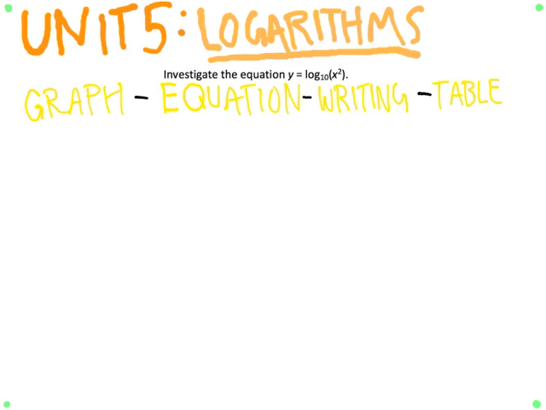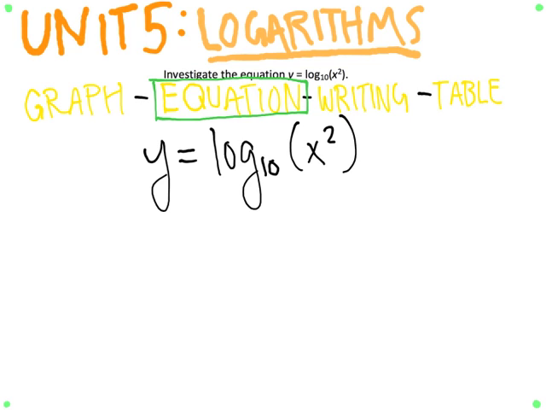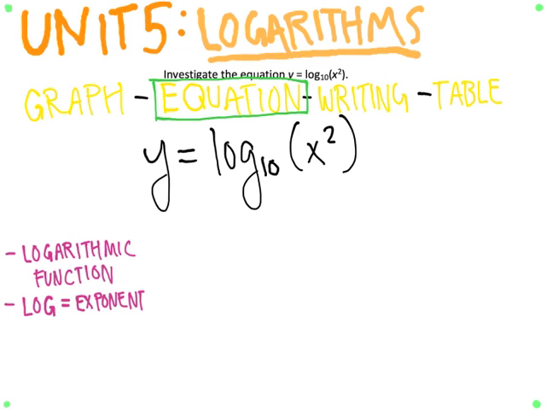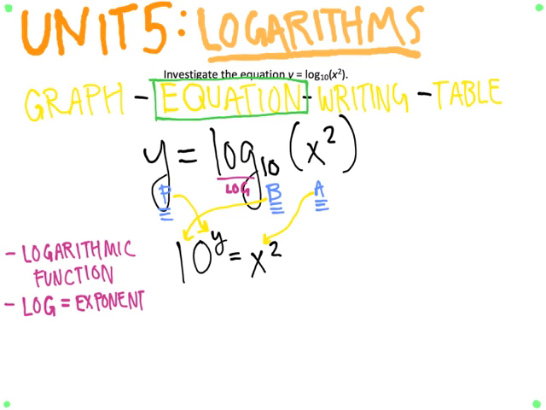Let's begin by looking at the equation y equals log base 10 of x squared. You should know that this is a logarithmic function and that a logarithm is an exponent. We have our log and then we have BAP. BAP. Base, answer, and power. So we can rewrite log base 10 of x squared equals y as 10 to the y power equals x squared. Can you see how we did that?